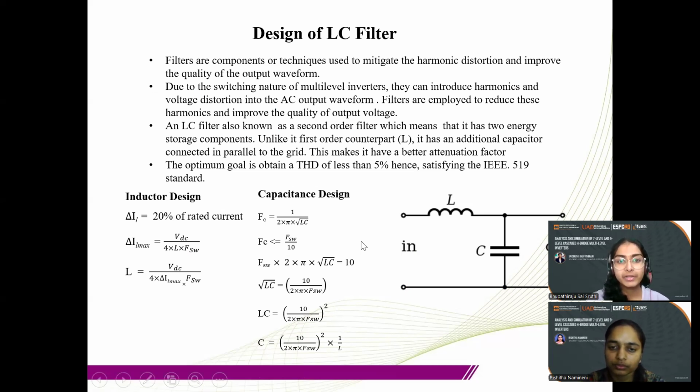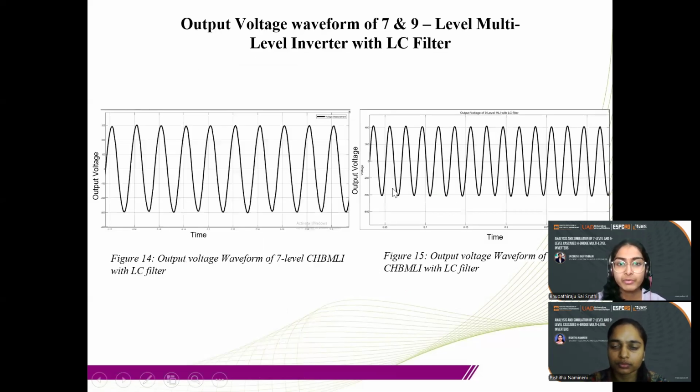These are the waveforms we observed after integrating the filter. As we can see, both the 7 and 9 level waveforms have almost become sinusoidal, demonstrating a significant reduction in harmonic distortion.